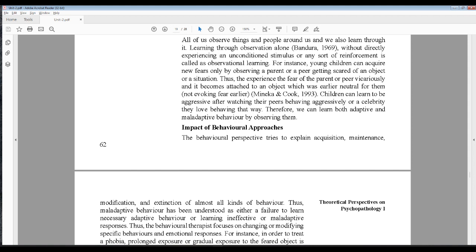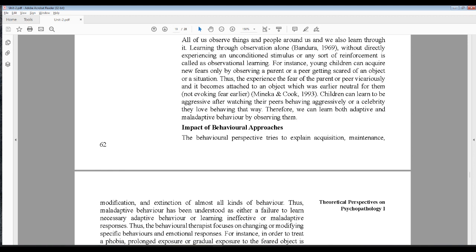Minekar and Cook, 1993. Children can learn to be aggressive after watching their peers behaving aggressively or a celebrity they love behaving that way. Therefore, we can learn both adaptive and maladaptive behavior by observing them.